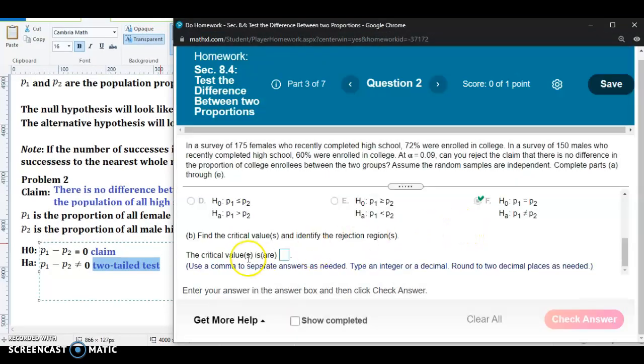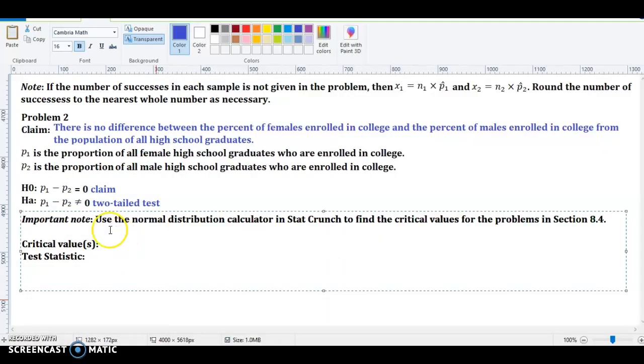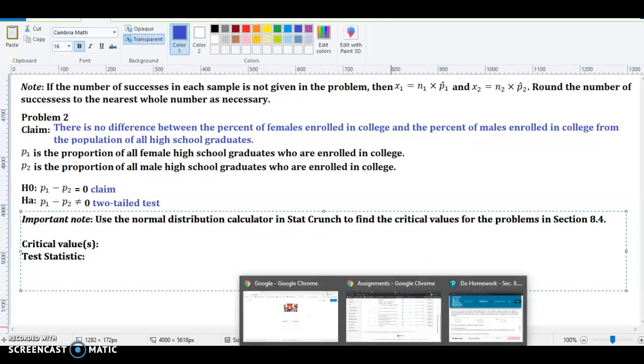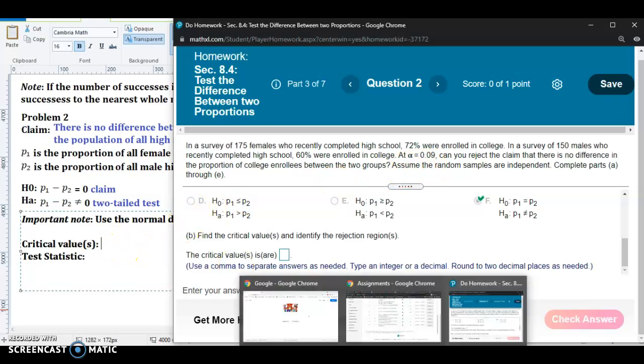Now part B, where you're asked to find the critical values. For the problems in section 8.4, we're going to use the normal distribution calculator in StatCrunch to find the critical values. When we use the normal distribution, we don't need to know the degrees of freedom, like we did in the previous section. The normal distribution has no degrees of freedom, so we don't need to know that. But we need to make a note of the significance level, which is 0.09. So let's go to StatCrunch.